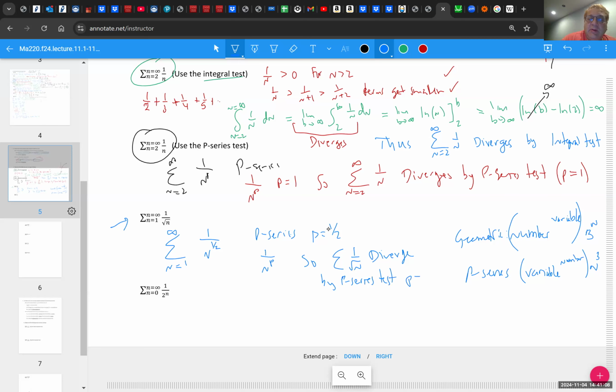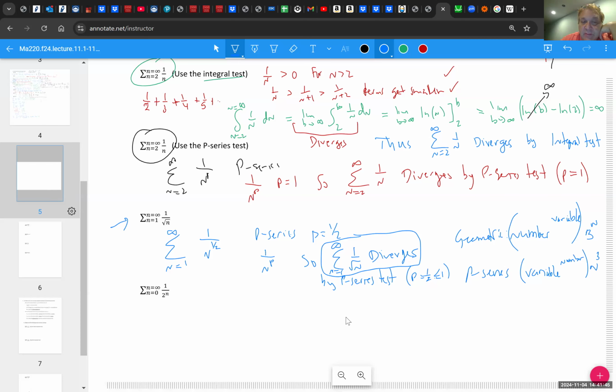And I'll just put p equals a half in parentheses, emphasizing that it's certainly less than 1. Or maybe I'll say p is equal to 1/2, which is less than 1, being super justifying. Okay. And so we know that this thing diverges. It doesn't really matter if I start with 1 or 2, but in this case, it does start with 1. So we know that this thing diverges by the p-series test.